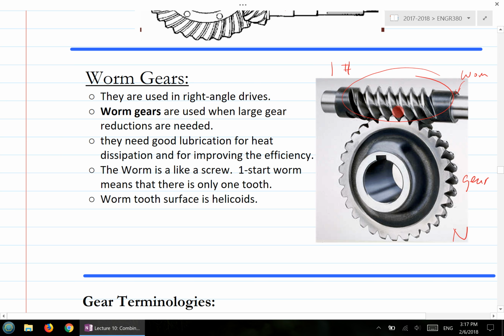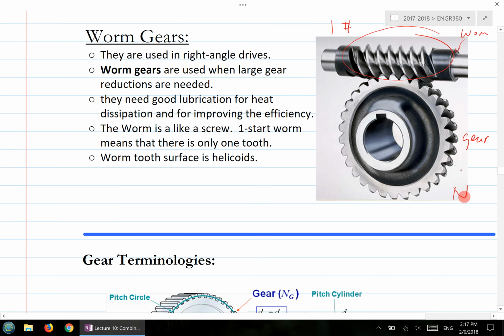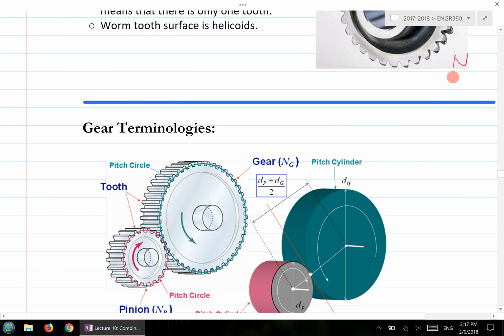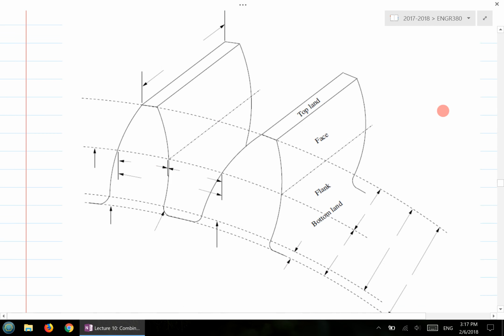So this is basically all the different types of gear. In the next lecture, I'll give you a handout, and we're going to look at different gear terminologies and write them down together on a piece of paper.